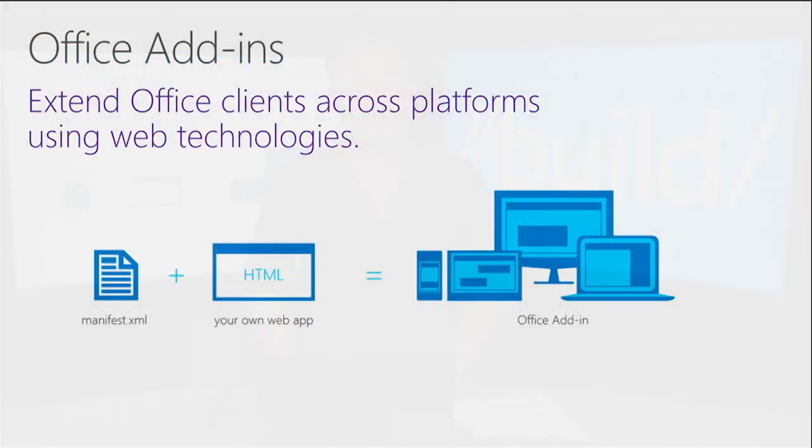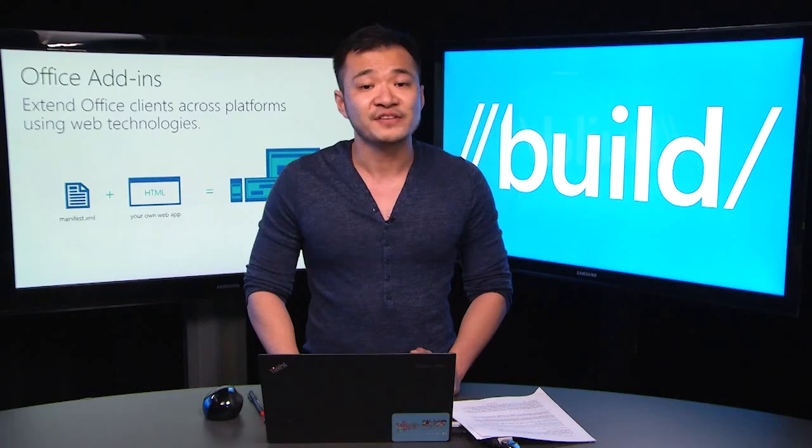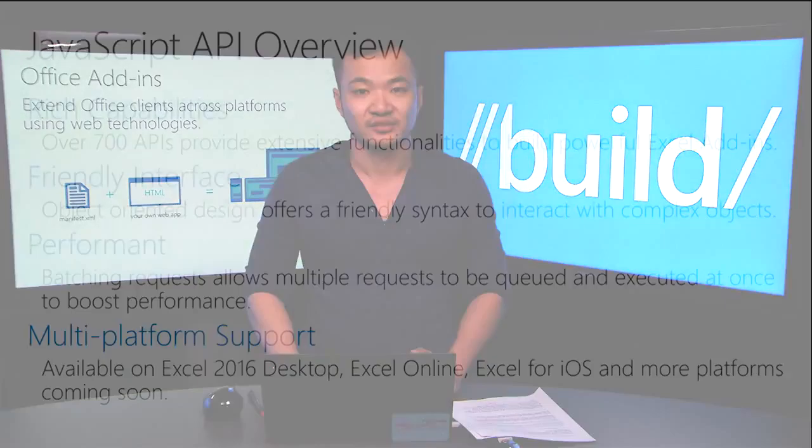Office add-ins allow developers to extend Office applications across platforms using web technologies. For example, you can extend Word, Excel, PowerPoint, and Outlook using Office add-ins. Office add-ins will run on Office 2013 and 2016 even if you don't have Office 365. Office add-ins have two components: the XML manifest file that registers your add-in with the Office client, and your own HTML and JavaScript code. Office add-ins communicate with the Office client using a JavaScript library called Office.js.